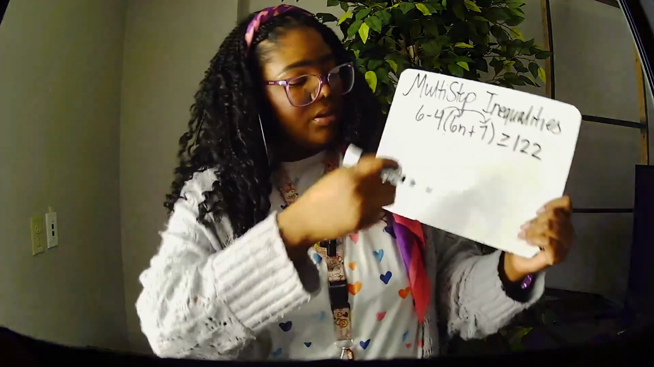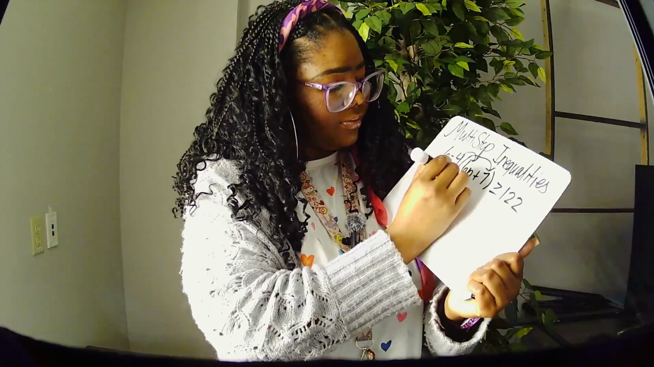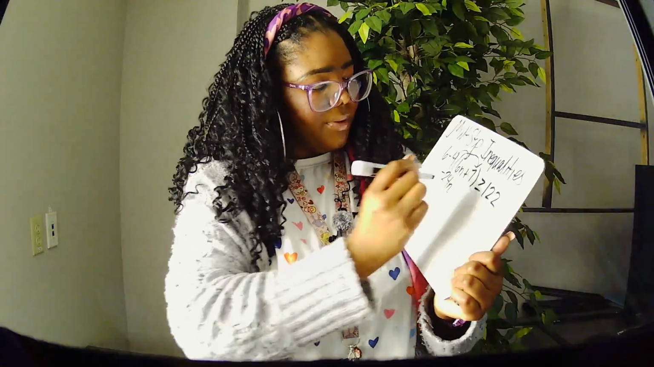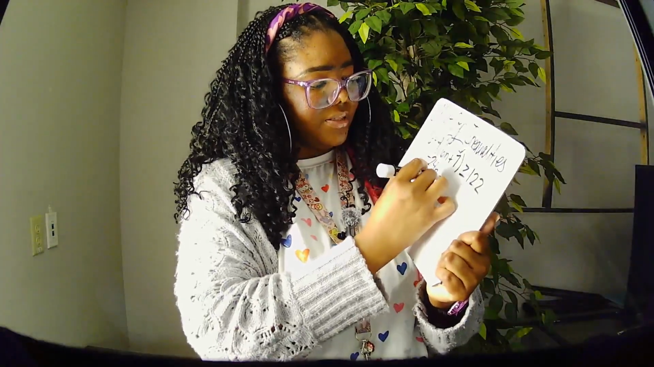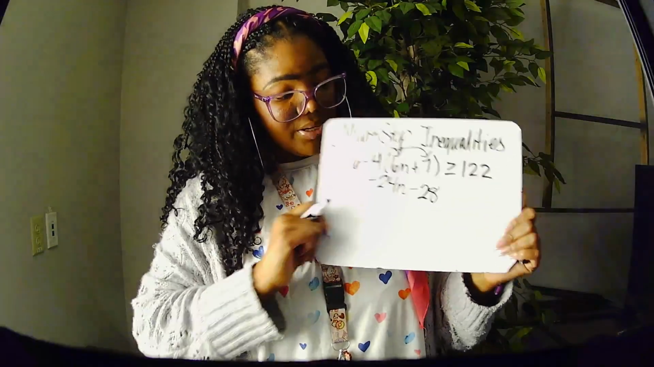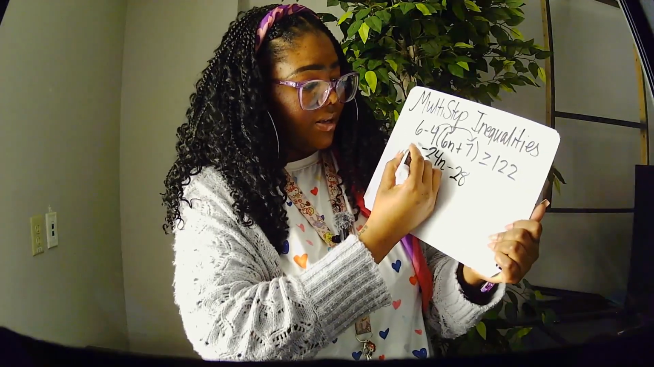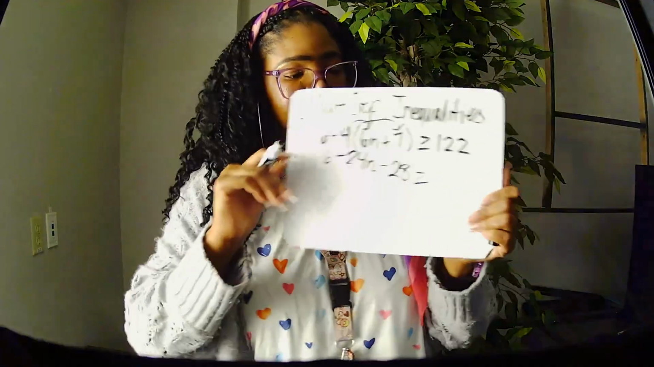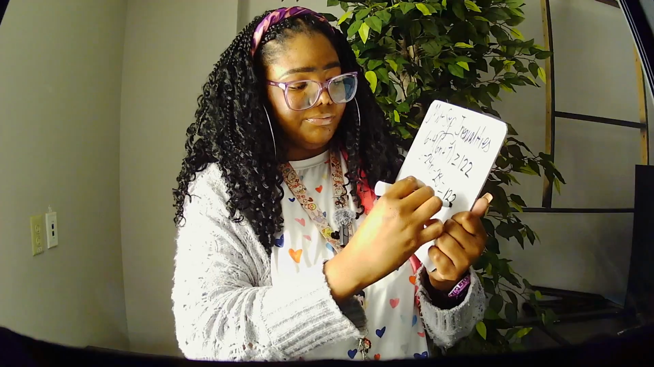Let's get started. So if I were to say negative 4 times 6, that gives me negative 24. And then because it has an n, don't forget to put your n on it. And then now I want to say negative 4 times 7, and if I do that, it's going to give me negative 28. And at this point, you just bring down everything you did not use yet. So for instance, I did not use the 6 at the beginning, so I want to bring that down. And I did not use the inequality symbol yet, bring that down. And we also did not use the 122 yet, bring that down as well.